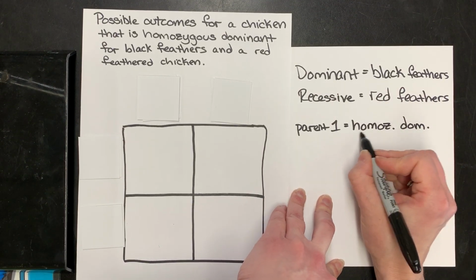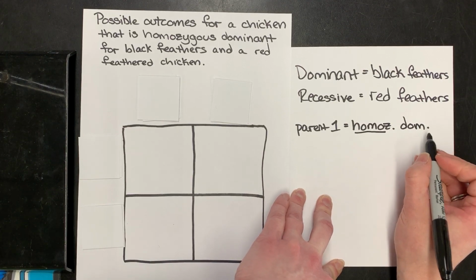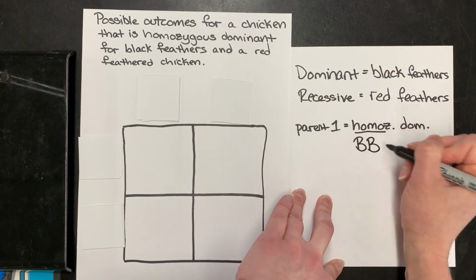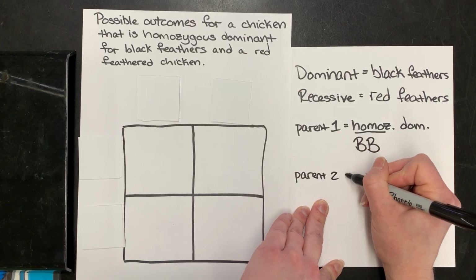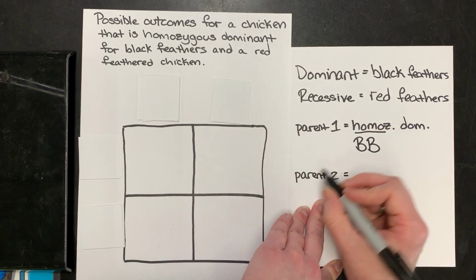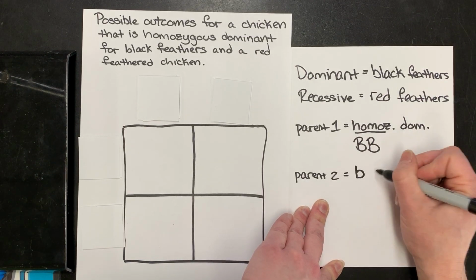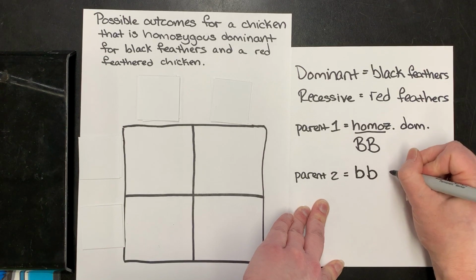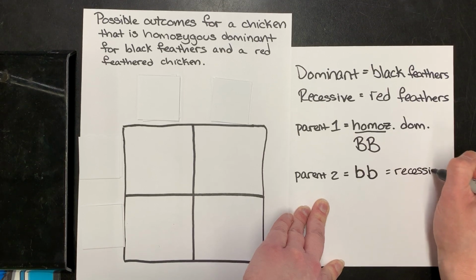Homo means same. And we represent the dominant trait with a capital letter. So for this one, we're going to say parent 1 is homozygous dominant, big B, big B. Parent 2 is red feathered, and we know that red feathers is recessive. Therefore, in order to show the phenotype of red feathers, parent 2 needs two recessive traits. So parent 2 is going to be little b, little b, which is the recessive trait.